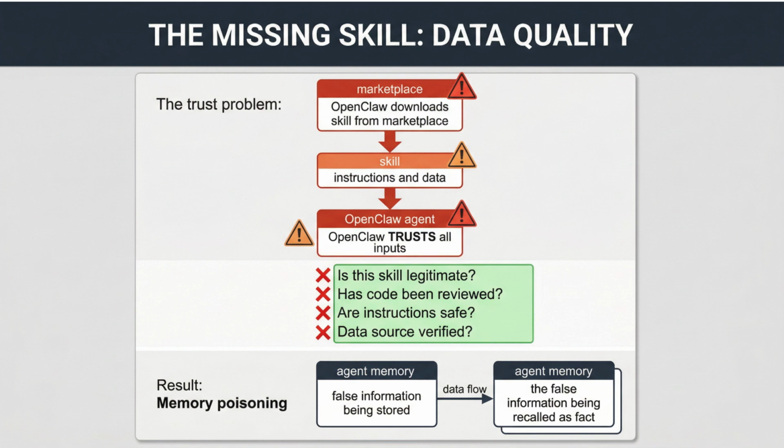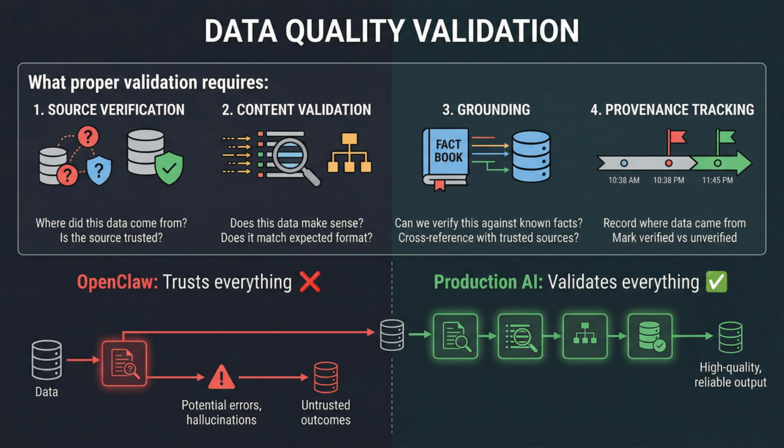Malicious actors can inject false information that the agent later recalls as fact. Real example. A skill includes poisoned instructions. OpenClaw installs it without review. The poisoned data enters the agent's memory. Later, when you ask a question, the agent recalls the poisoned information and acts on it. You think it's making decisions based on facts. It's actually using attacker-controlled data.